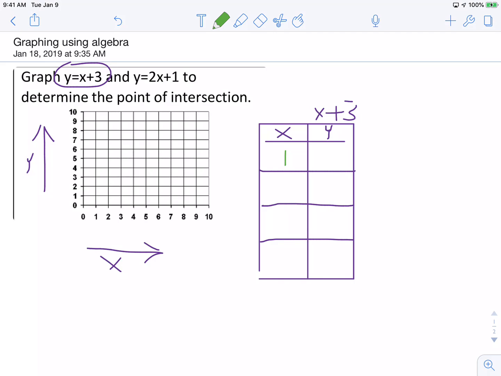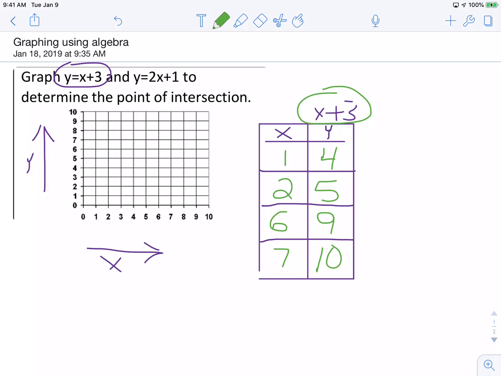To find the answer for y, we're going to do 1 or x plus 3. So what's 1 plus 3? 1 plus 3 is 4. If x is 2, 2 plus 3 is 5. Let's say x is 6. 6 plus 3 is 9. Let's say x is 7. 7 plus 3 is 10.